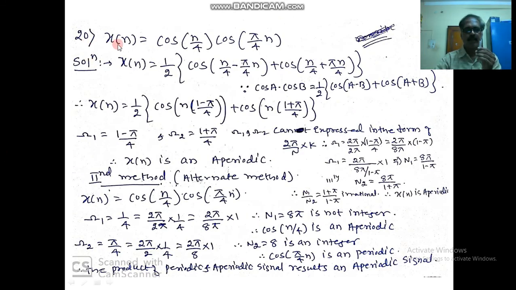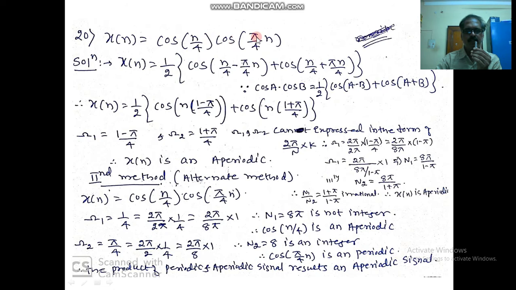20th problem. X of n equals cos of n by 4, cos of pi by 4 into n. Now I will explain this problem using two methods. First method is by using the formula cos A into cos B. I have written here the formula cos A into cos B equals 1 by 2 of cos of A minus B plus cos of A plus B. This formula I used here. x of n equals the product of these two functions, I am converting into a sum of those two functions.